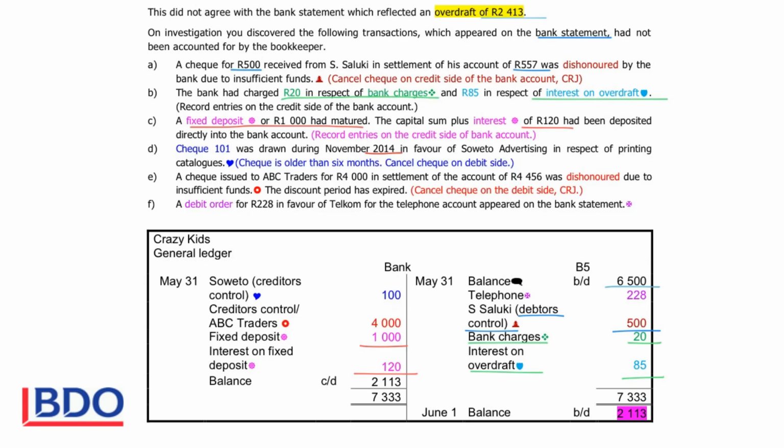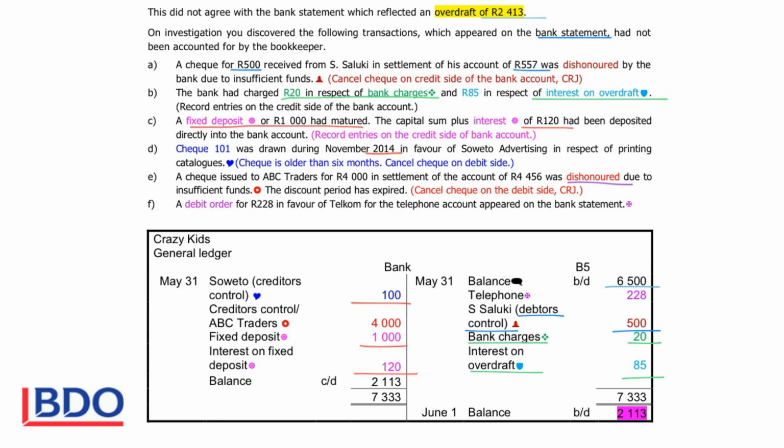When we issued it, we recorded it on the credit side of the bank in the cash payments journal. So if we want to cancel it, we will do it on the debit side of the bank and show that we owe this money to the creditor again. A check to ABC Traders for 4,000 in settlement of account of 4456 was dishonored due to insufficient funds. The discount period expired, so we will not get the discount in the future.